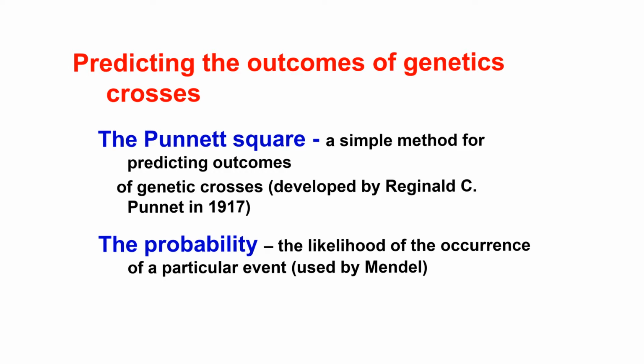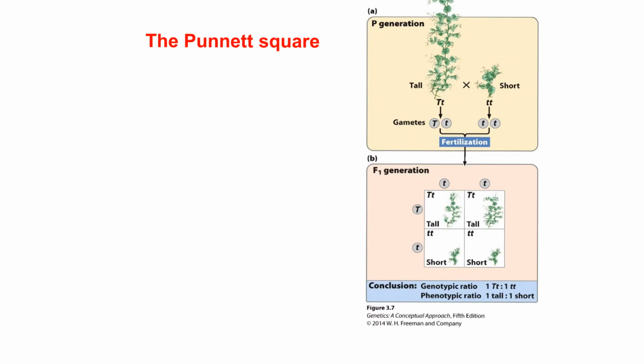Probability is the likelihood of the occurrence of particular event, and we will spend most of time in this recording focusing on probability and how to use it to predict outcome of genetic crosses and how to use it to develop branched diagrams. So let's first discuss very briefly Punnett square.